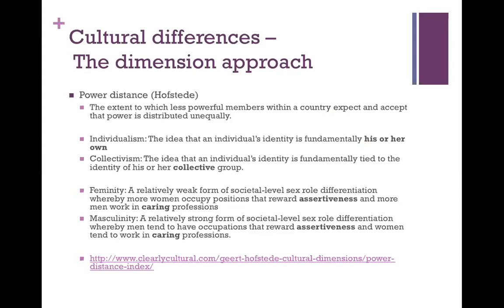He did a study in the Asia Pacific region for the IBM office at that time, and he looked at what we call power distance. That reflects the extent to which less powerful members within a culture group expect and accept that power is distributed unequally. So if we are less powerful members, to what extent do we accept that power is distributed unequally?